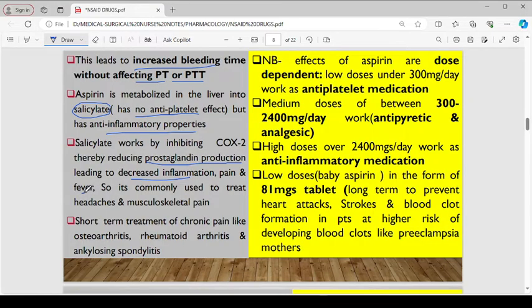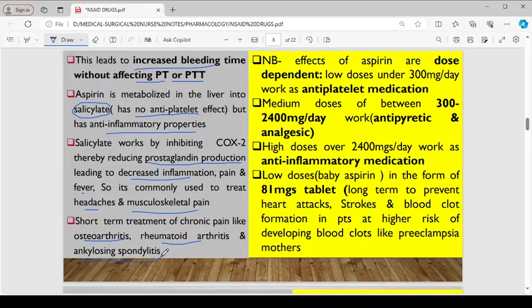So it's commonly used to treat headaches and musculoskeletal pain based on these facts. It can also be used as short-term treatment for chronic pain like in osteoarthritis, rheumatoid arthritis, and ankylosing spondylitis.